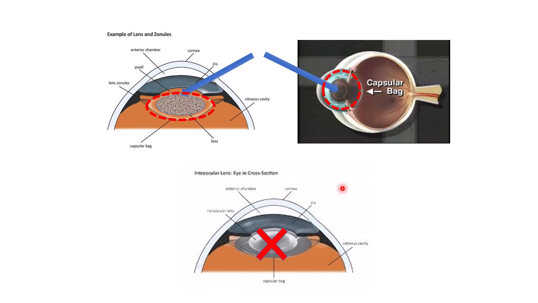In such cases, it is obviously not possible to implant a posterior chamber IOL, or an artificial IOL, in the physiological position, that is, in the capsular bag. So, in this surgery, usually an AC IOL, or anterior chamber IOL, used to be inserted in the anterior chamber, this part. So, this is the principle of intracapsular cataract extraction.